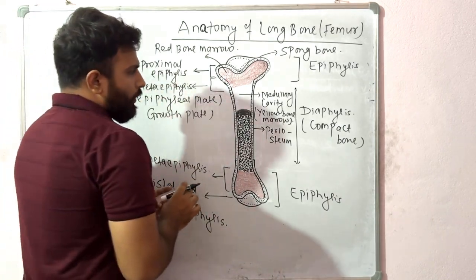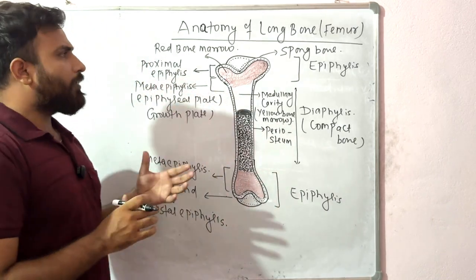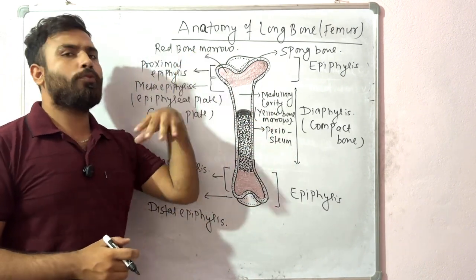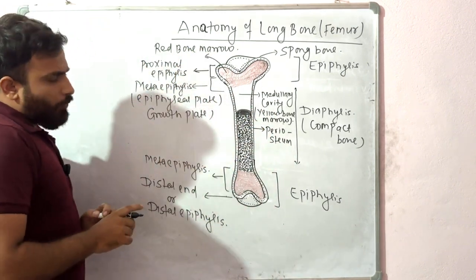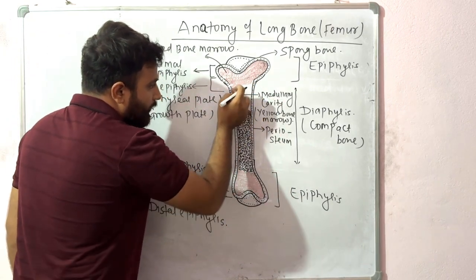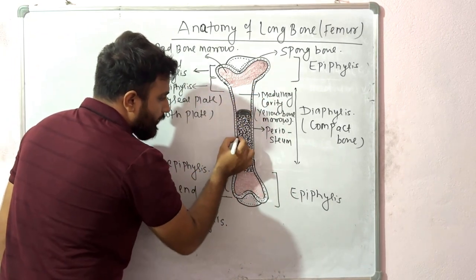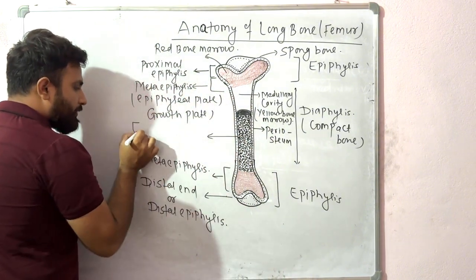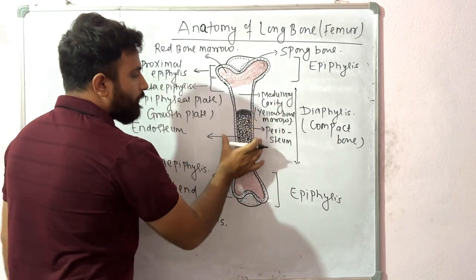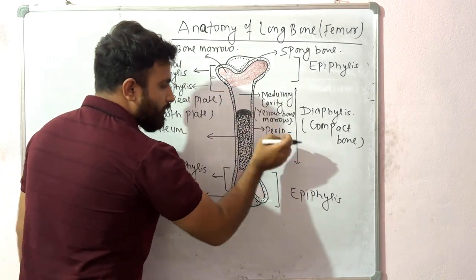At the time of an emergency, whenever blood cells are required in our body, yellow bone marrow can change into red bone marrow to produce blood cells. Now, the inner lining of the medullary cavity is called endosteum. The outer layer of this diaphysis is called periosteum.